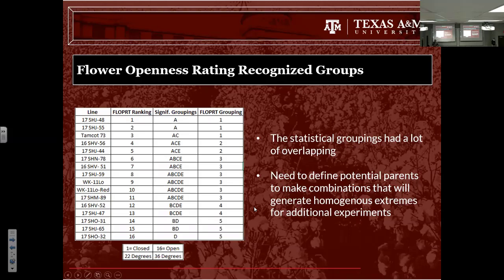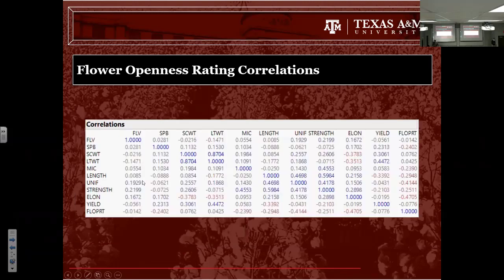But I wanted to separate them out into 1 through 5 groups because I needed to define the potential parents to make combinations that will generate homozygous extremes for additional experiments, because I just want to see the variation when we make crosses, what we will get. So this part, there's going to be a lot of numbers.